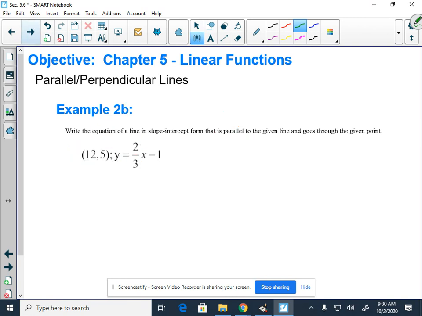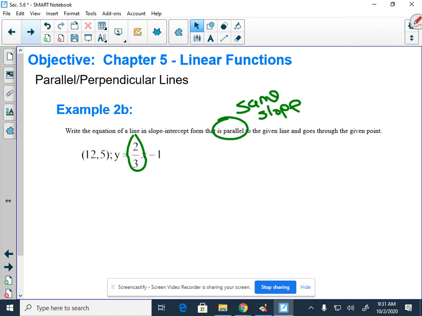I'll need to go back if I need to. All right. This next one. Write the equation of a line in slope-intercept form that is parallel. So again, parallel means same slope. So first we figure out the slope here. Now I'm going to do this one like I've done the other ones.